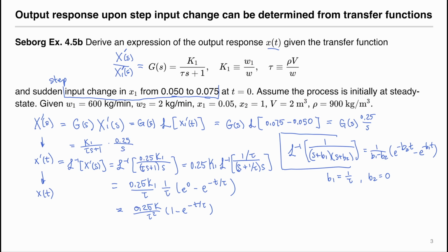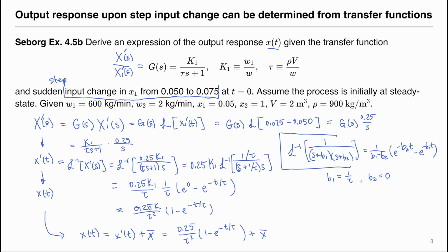This is the deviation variable in the time domain. So we finally want to write it in terms of the original variable. The original variable is just the deviation variable plus the nominal steady state, which we just determined. That is 0.025 k tau, 1 minus e to the negative t over tau, plus the nominal steady state.